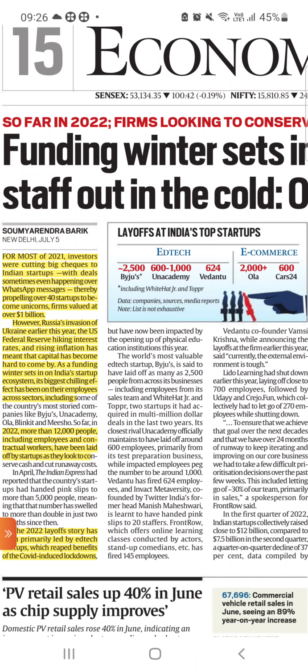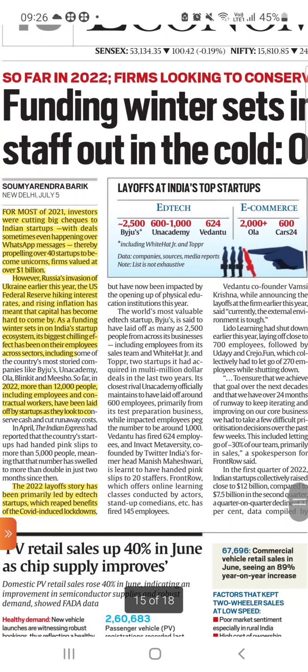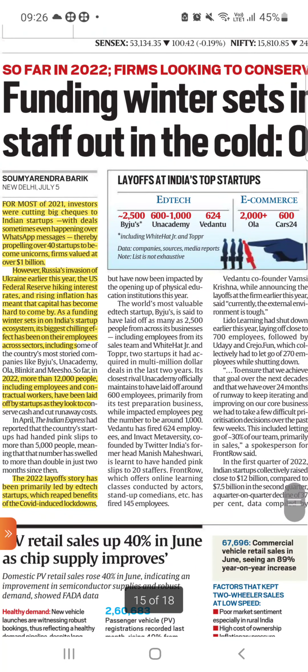Investors were cutting big checks to Indian startups, with deals sometimes happening over WhatsApp messages, thereby propelling 40 startups to become unicorn firms valued over $1 billion. However, the Russian invasion of Ukraine earlier this year, the US Federal Reserve hiking interest rates and rising inflation have meant that capital has become hard to come by. As funding winter sets in on India's startup ecosystem, its biggest chilling effect has been on their employees across sectors.